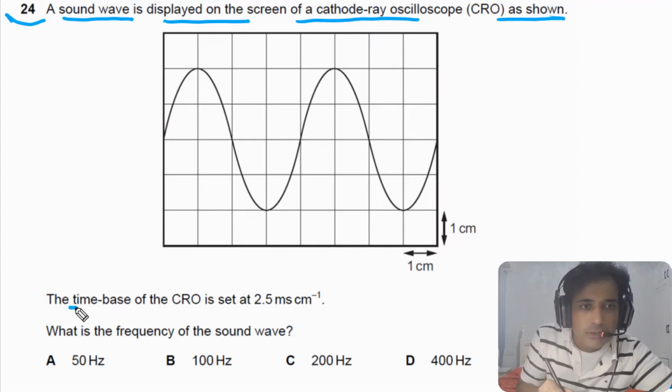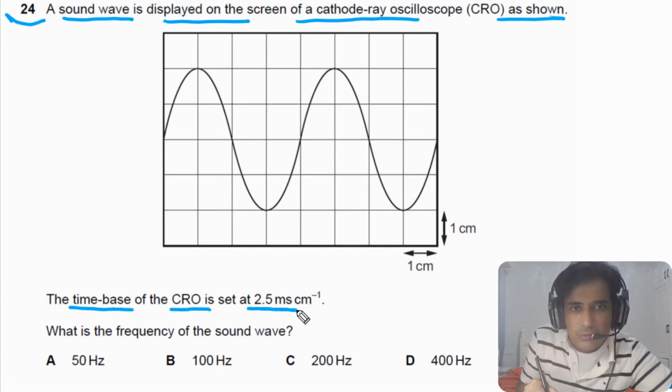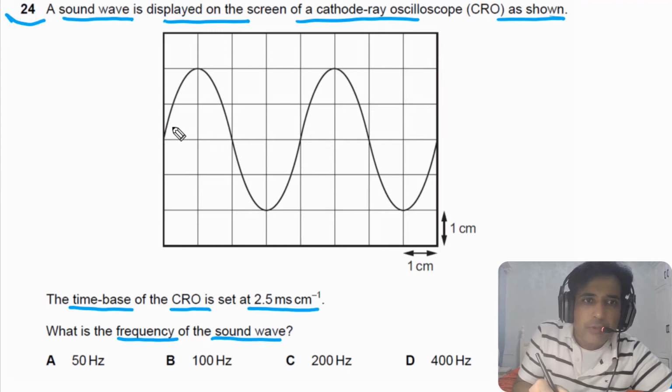For this question, it is also given to us that the time base of the CRO is set at 2.5 milliseconds per centimeter. We need to find out the frequency of the sound wave. If you look at the time period in this case, you can see this is one wave from here to here. So this is half time period and this is one time period.